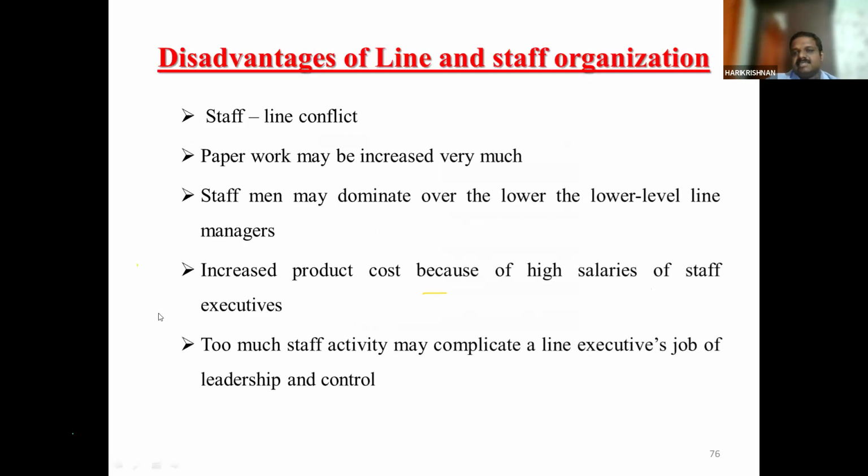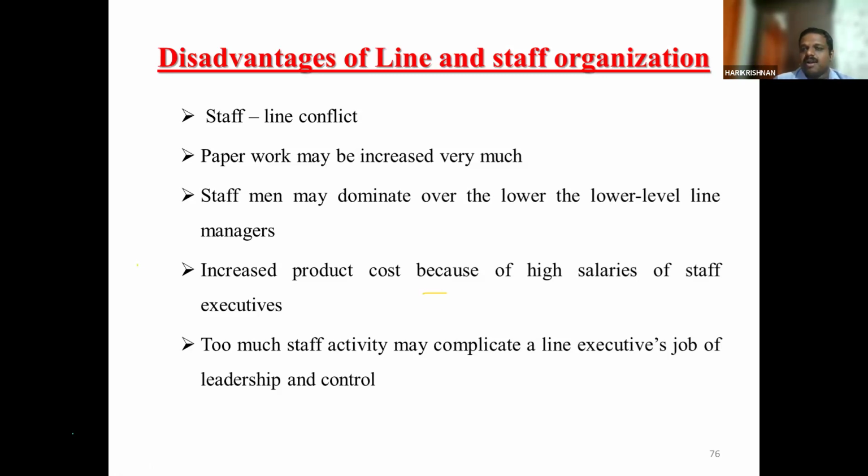But the thing is that staff-line conflict can be there. Paperwork may increase. Staff may dominate over the lower line managers. Product cost increases because of high salaries for staff executives. Too much staff activity may complicate the line executive's job of leadership and control. A simple example: if the GM is there, there will be an office for the GM with some specialized persons, and whatever decision is taken by the GM will be based on these specialized persons. So sometimes time may increase.